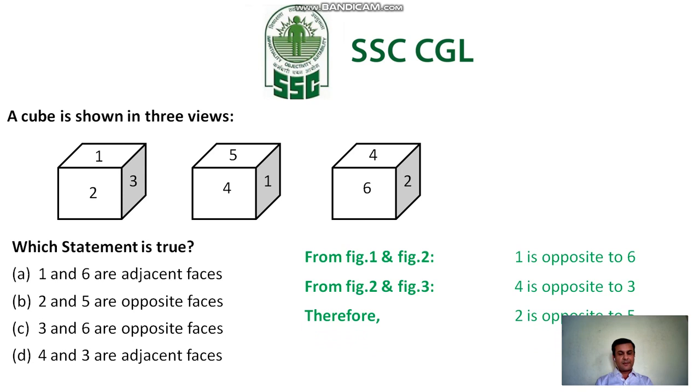Now let us mark the correct option. Statement A says that 1 and 6 are adjacent faces, but just now we have discovered that 1 and 6 are opposite faces. So statement A is wrong. Statement B, 2 and 5 are opposite faces. Yes, statement B is correct, and this is the correct answer. Statements C as well as D are both wrong. So this is how the questions can be solved.